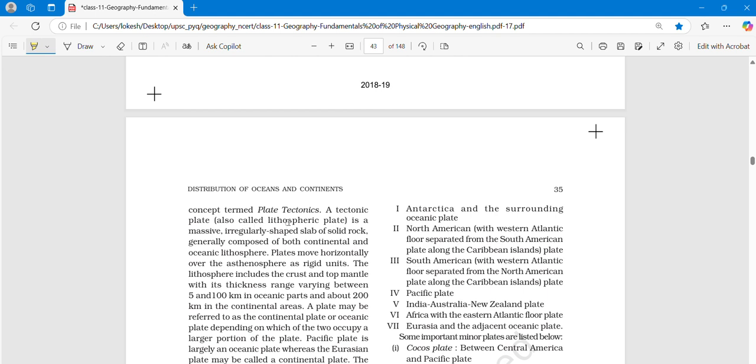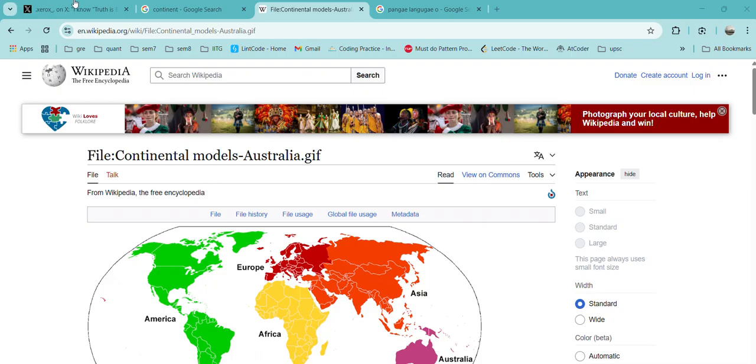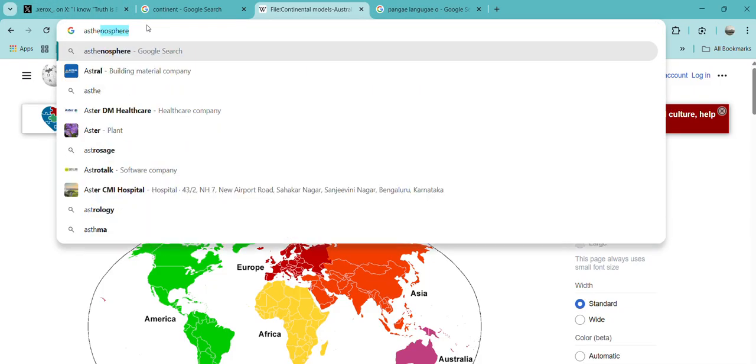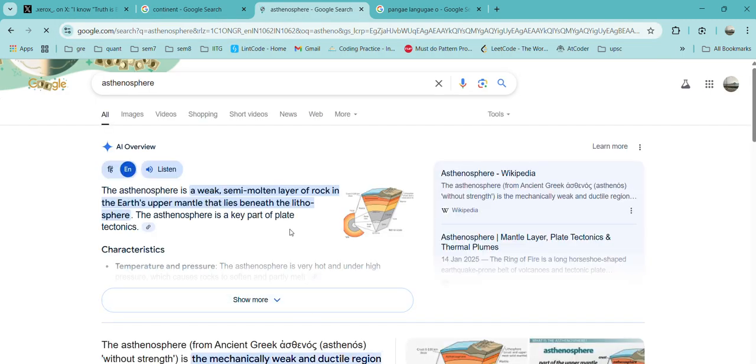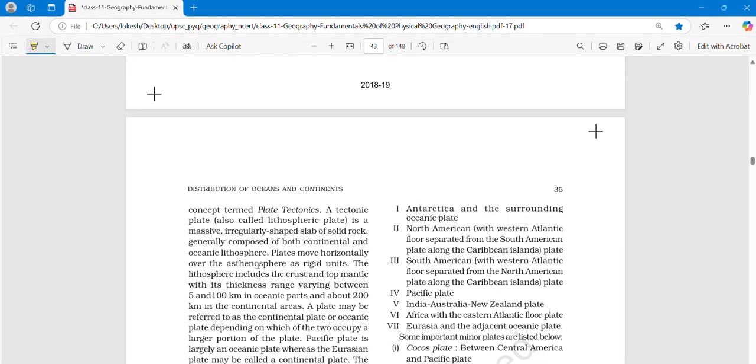A tectonic plate, also called a lithospheric plate, is a massive irregular-shaped slab, generally composed of both continental and oceanic lithosphere. The plate moves horizontally over the asthenosphere as a rigid unit. What is the asthenosphere? I think it's something in the top portion of the mantle. What do you remember? Asthenosphere, upper mantle. Yes, right.